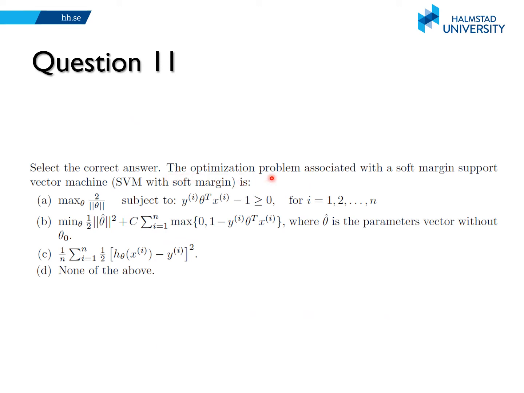So what is the optimization problem associated with the soft margin SVM that we saw in the lecture?